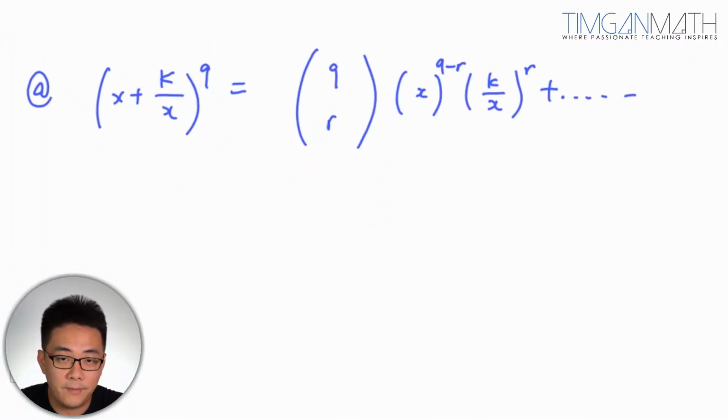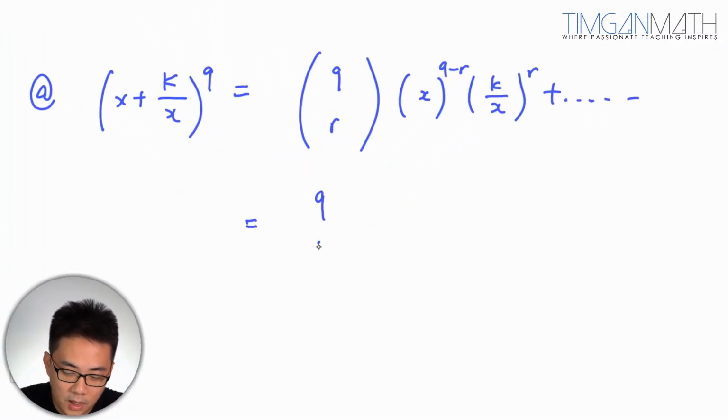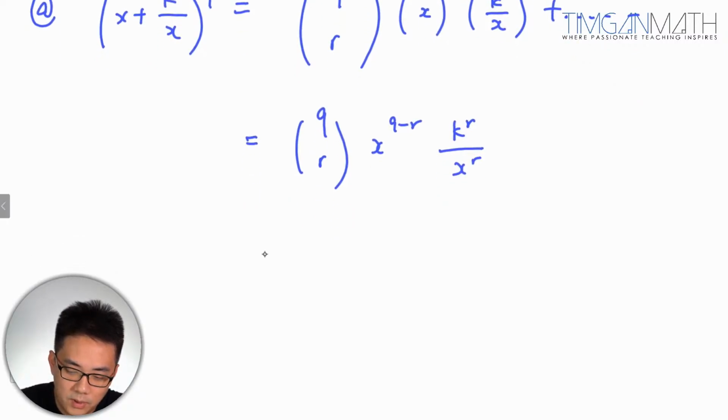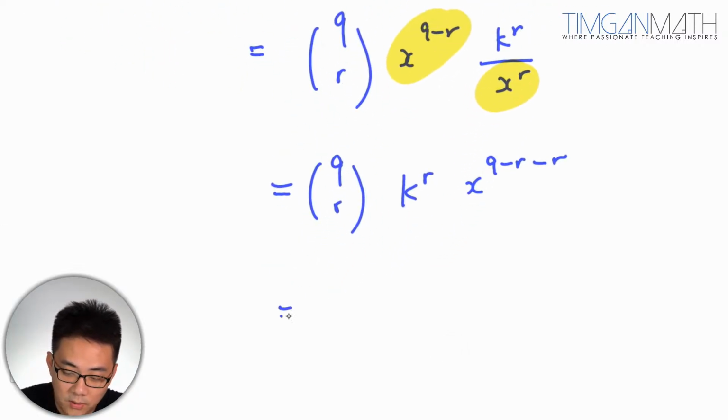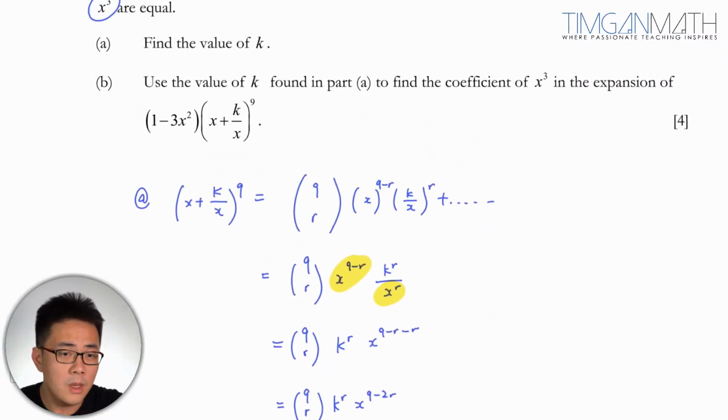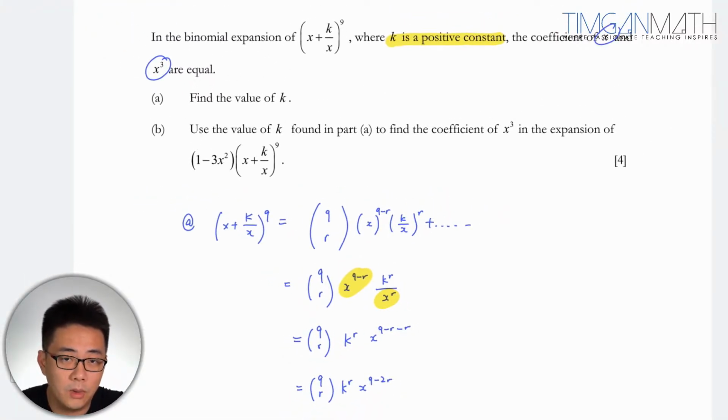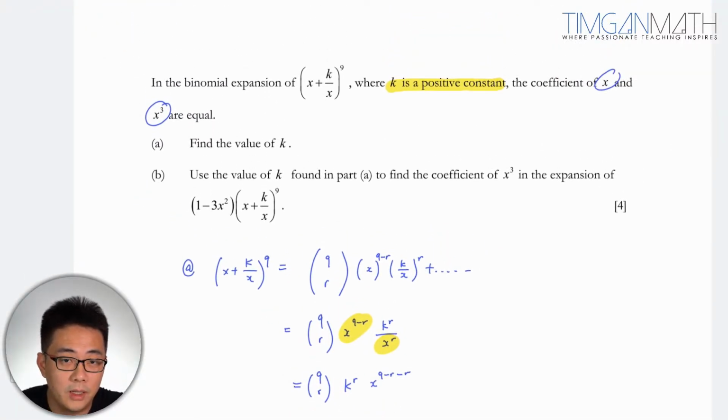Okay, great. So once this is done, just segregate 9 choose r, and this will just be x^(9 minus r), and this will be k^r x^r, and this would just be 9 choose r. This is k^r times x^(9 minus r). So this and this, when you divide, just typical normal indices. So this is x^(9 minus 2r).